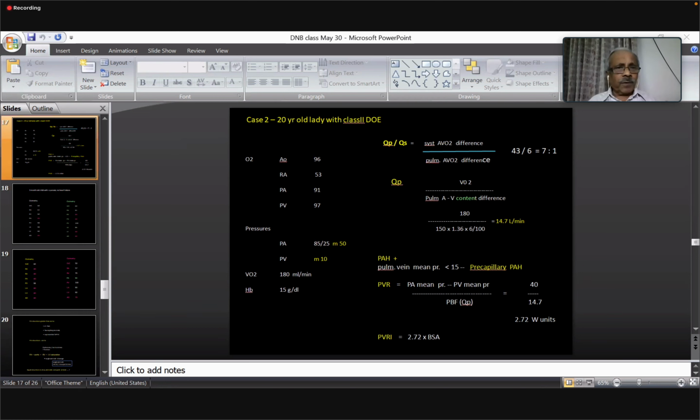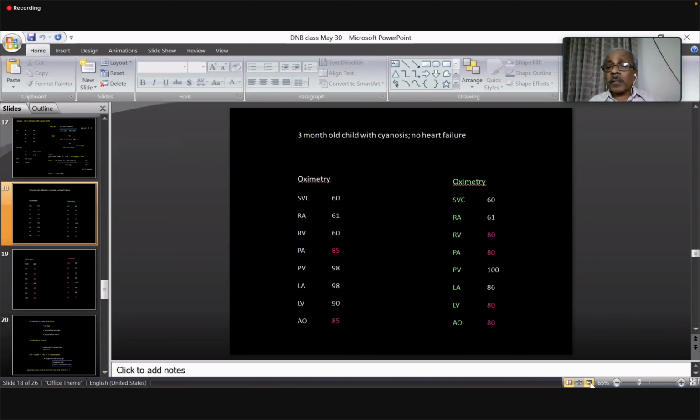Okay, I'll take a few examples of oximetry. Now this is the oximetry, 2 samples. Just to illustrate a few examples only. Look for the pulmonary artery and aortic saturation. That is my first step. Normally, pulmonary artery saturation is less than aortic. And suppose this is 70, the difference we have to calculate.